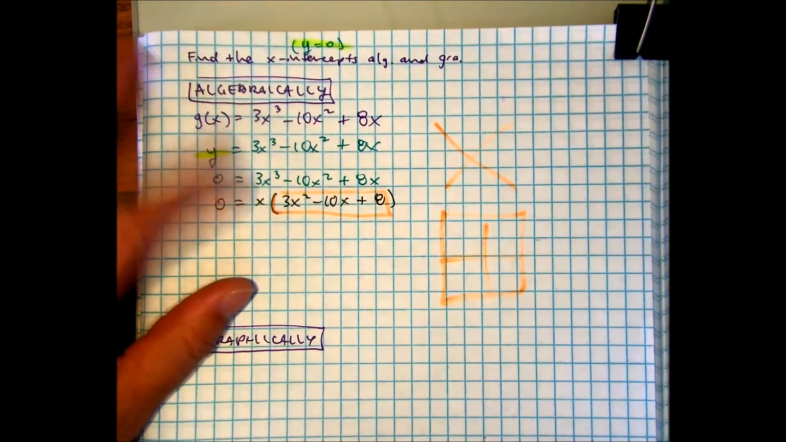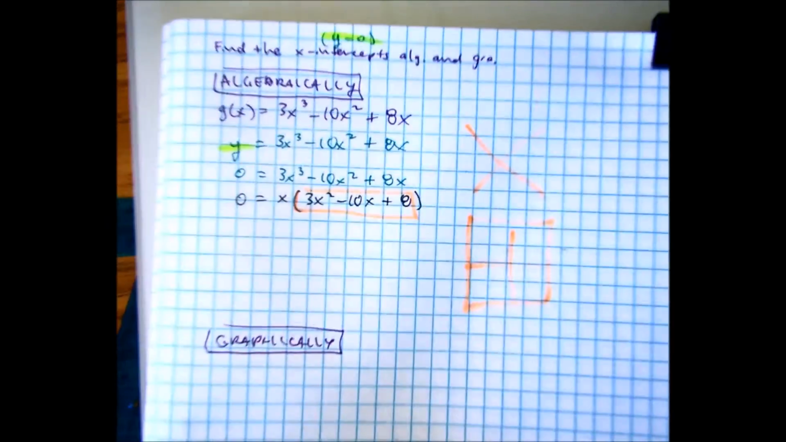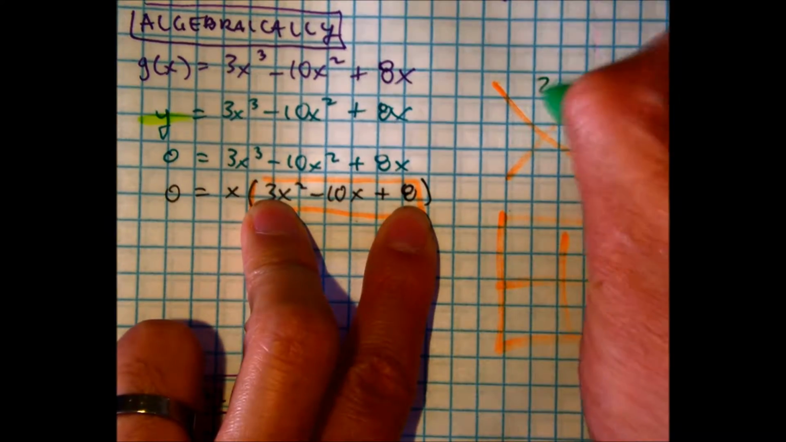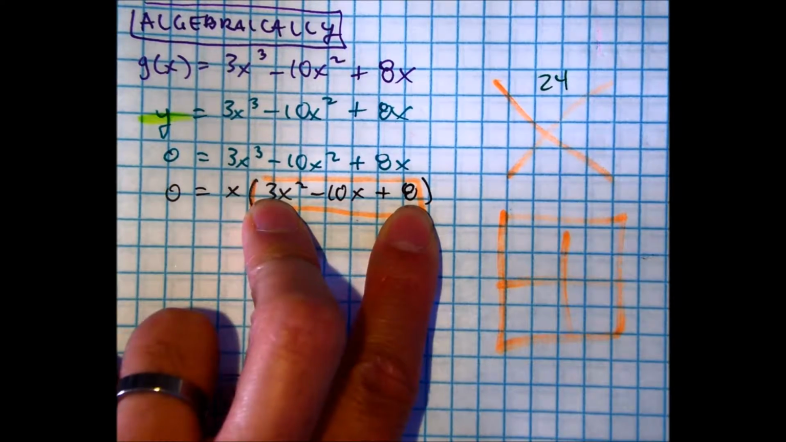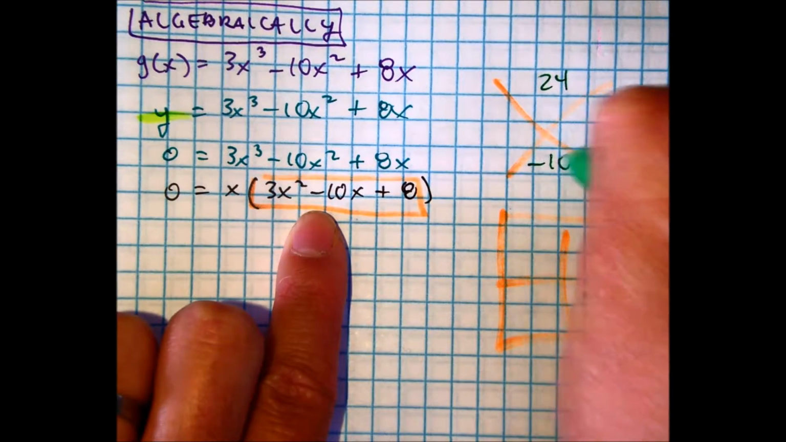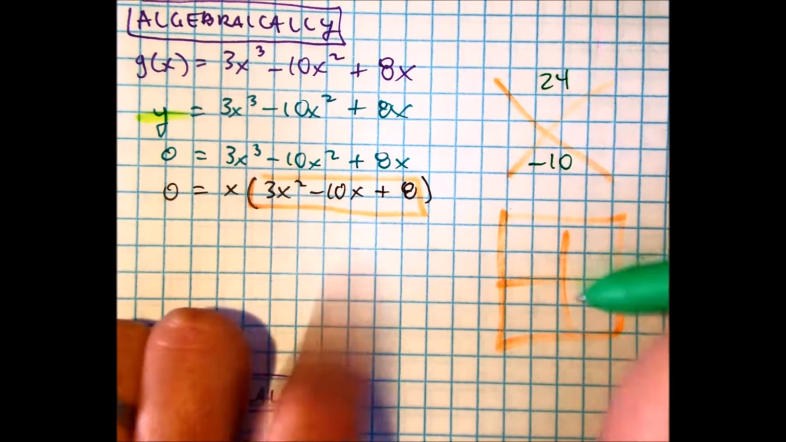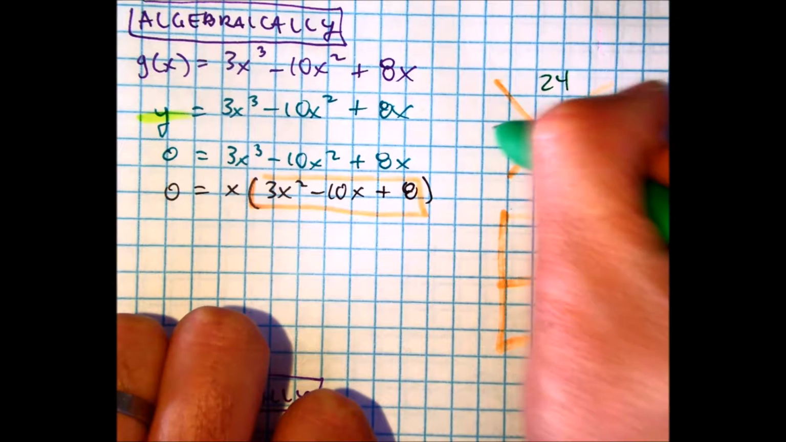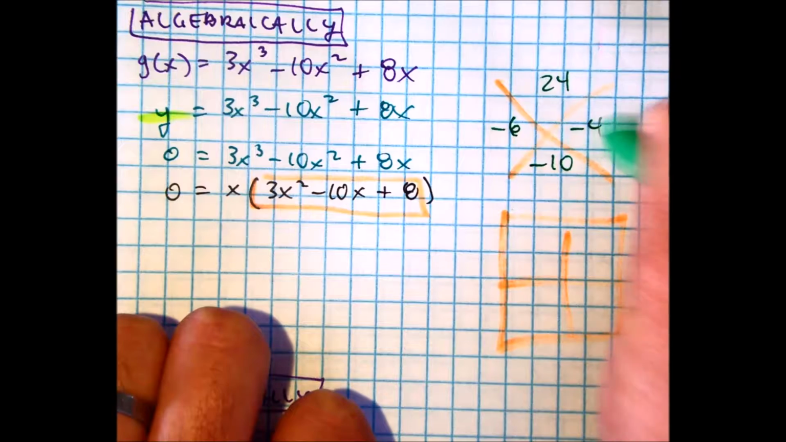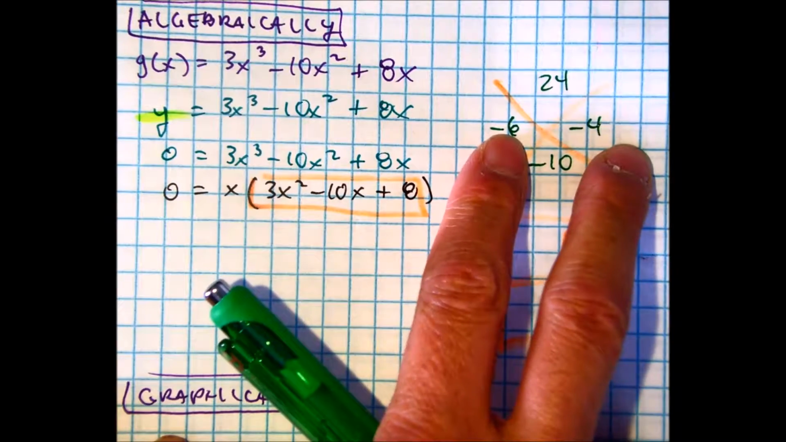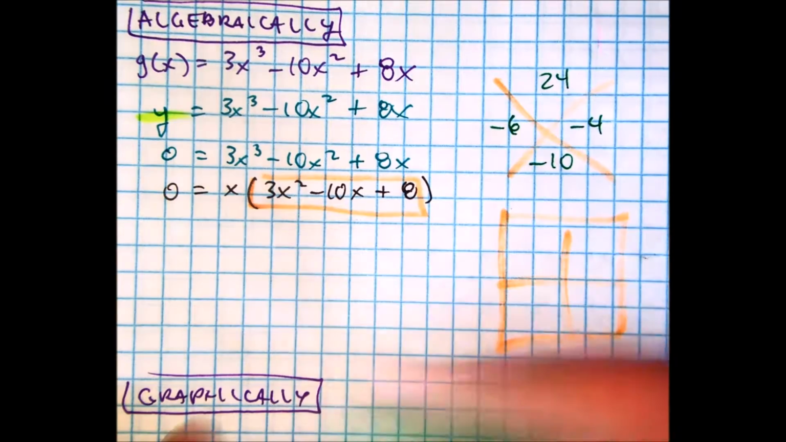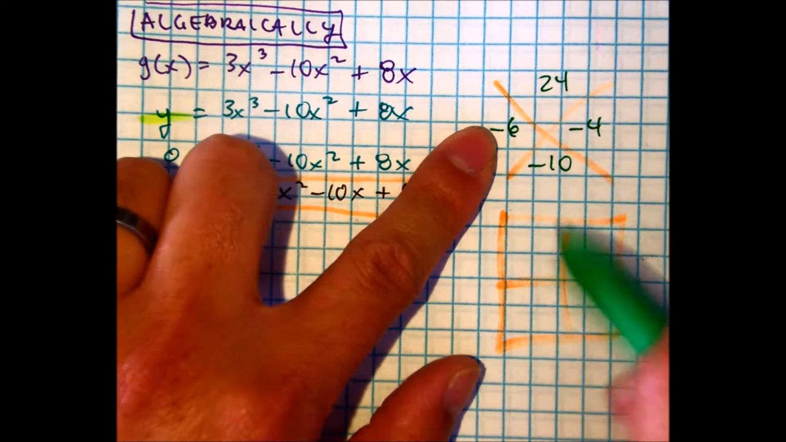Inside the parentheses, class, what's A times C? 24. What's our B value? Two numbers that multiply to be 24 but add to be negative 10. Negative 6 and negative 4. Do not put x minus 6, x minus 4 here. That'd be incorrect. We're going to put it into our box.